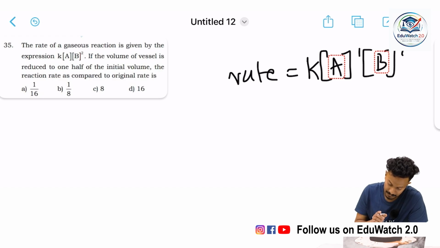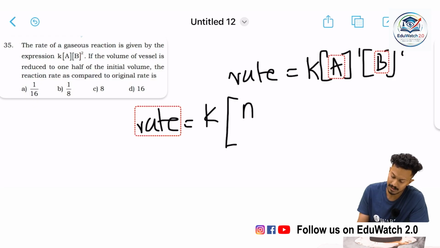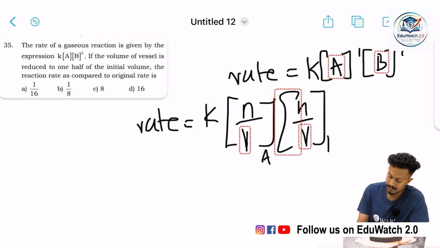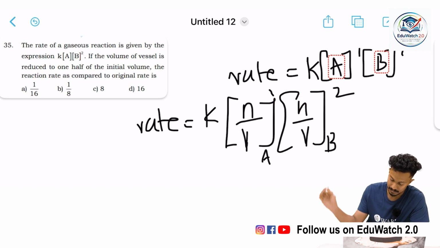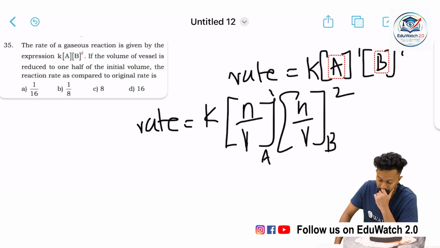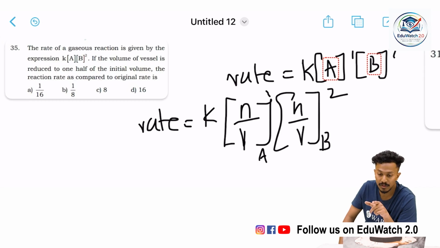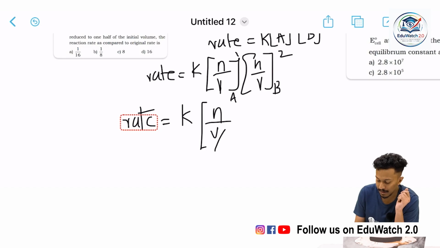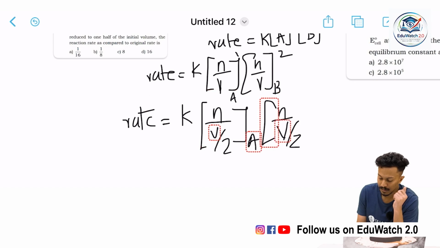With that we could say that the volume of the vessel is reduced. What about the concentration actually? Concentration we can write like this: n by V of A into n by V of B, right? Yes, this is our concept. If the volume of the vessel is reduced to 1/2 of the initial volume, we have to reduce the volume of A and B. We can reduce that. Rate is equal to K into n by V by 2, V by 2. We have reduced that for A and for B.